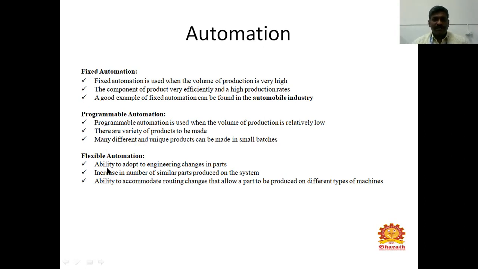Flexible automation means the ability to adapt to engineering changes in the part. For example, if one part is being manufactured, we do that task.